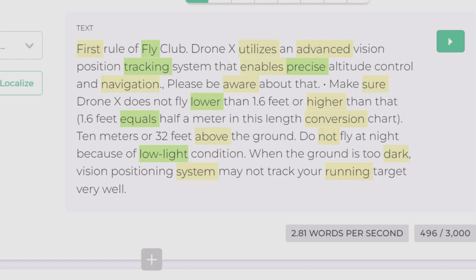Make sure Drone X does not fly lower than 1.6 feet, or half a meter, or higher than 10 meters, or 32 feet, above the ground. Do not fly at night because of low light conditions. When the ground is too dark, the vision positioning system may not track your running target very well.